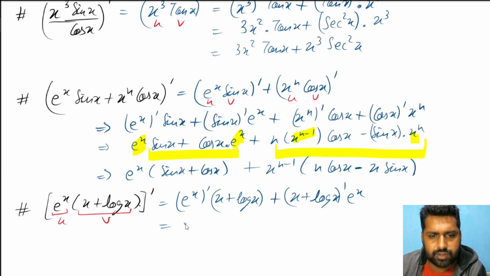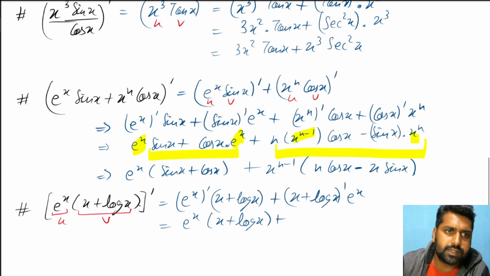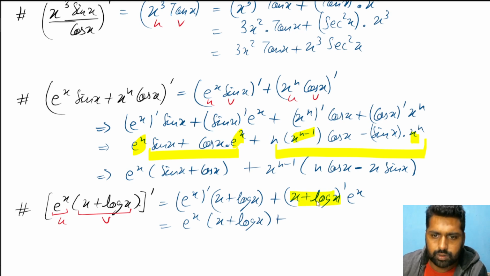So differentiation of e raised to power x is e raised to power x, (x plus log x), and differentiation of this term, what we'll do is we'll differentiate first x, whose differentiation is 1, and log x differentiation is 1 by x.